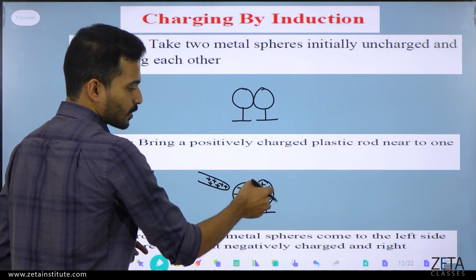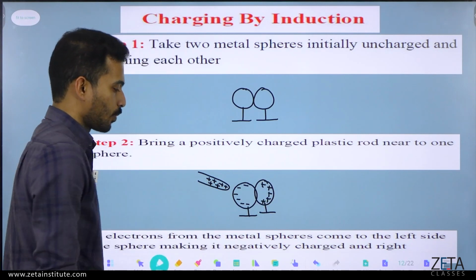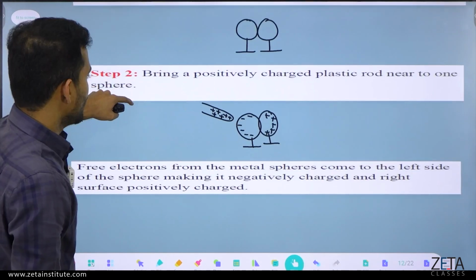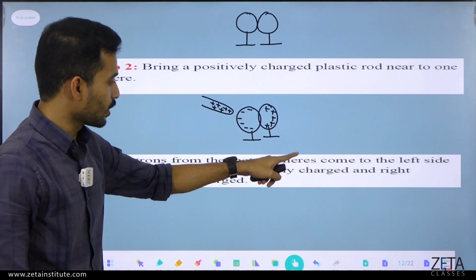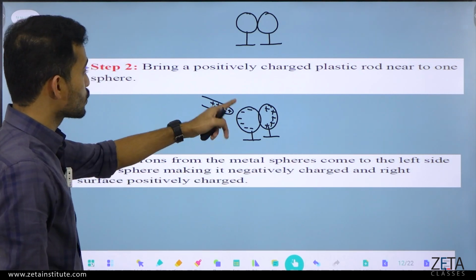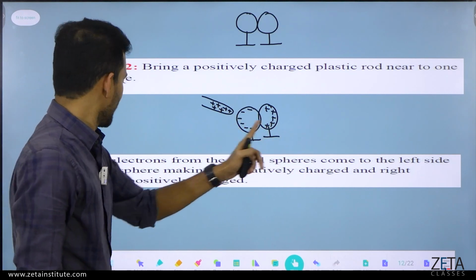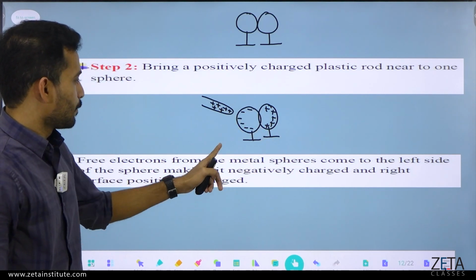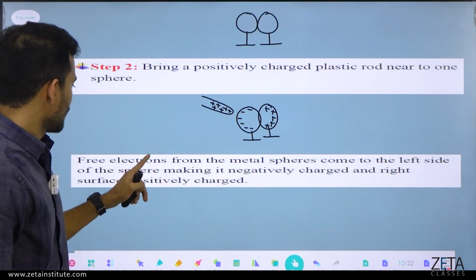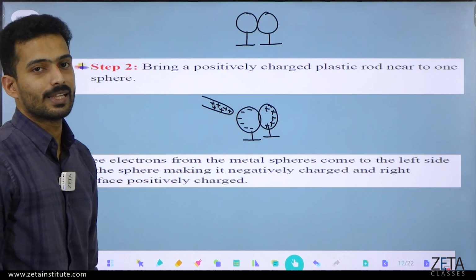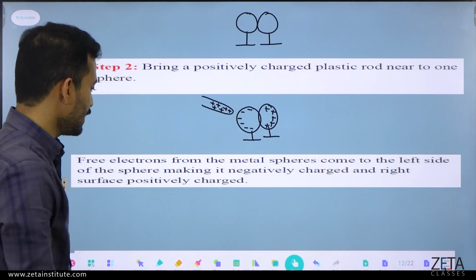And what happens to this positive charge? These positive charges are repelled by this positive charge. Okay, we can say that free electrons from the metal spheres come to the left side, making it negatively charged, and the right surface positively charged. Here this is the right surface, it will become positively charged.